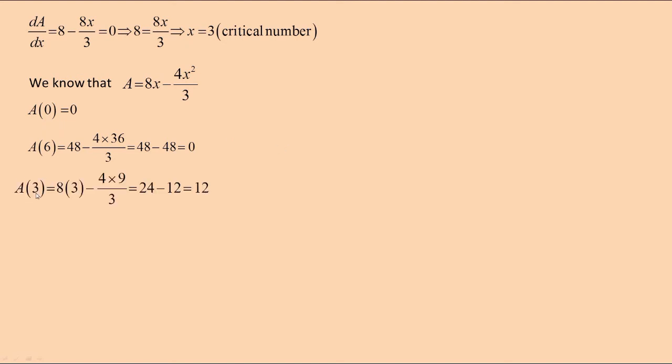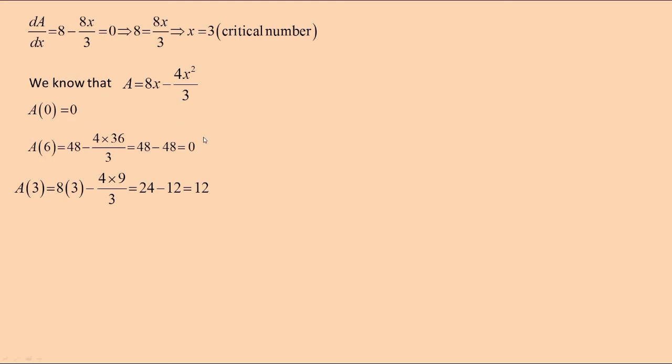Now the critical number. A of 3 is the critical number. 8 into the x value 3 minus 4 into 3 squared by 3. 3 squared is 9. 9 here and 3, so cancel by 3, 3 in the numerator, 12. 24 minus 12 is 12. So the value of area when x is 3, which is the critical number, is 12.